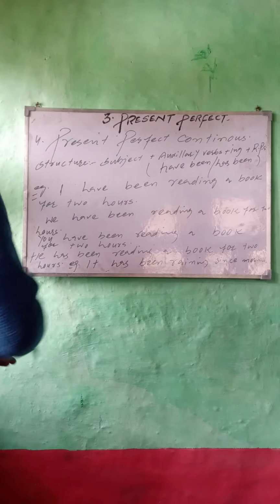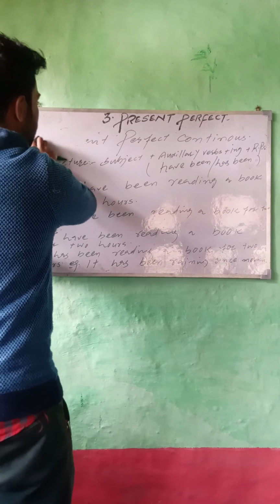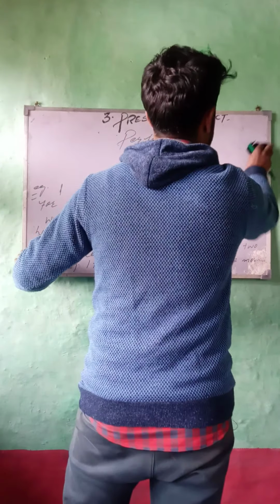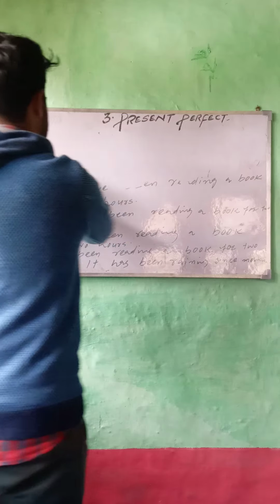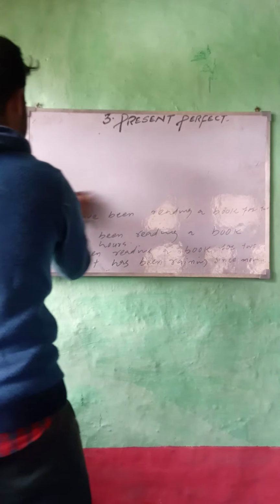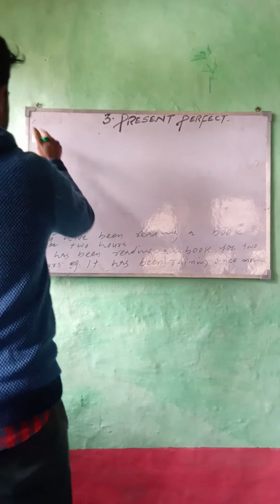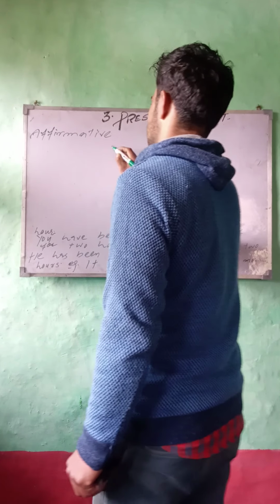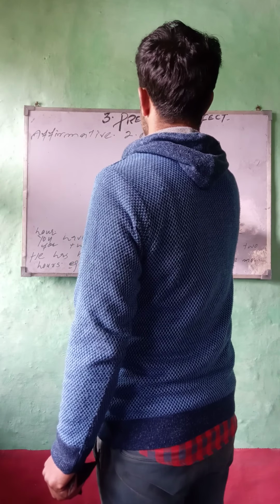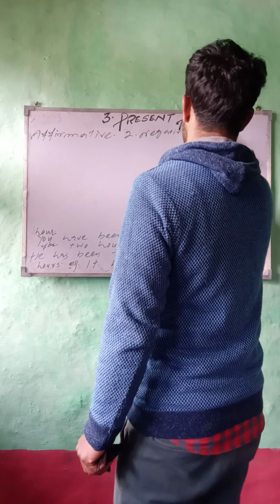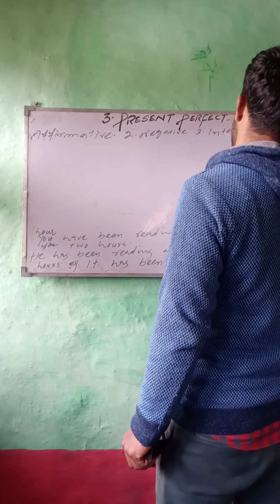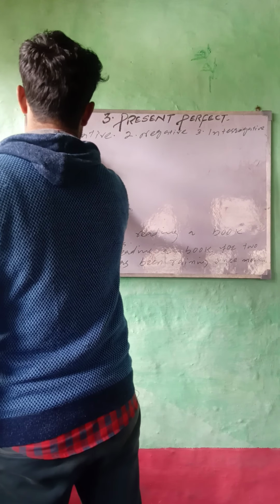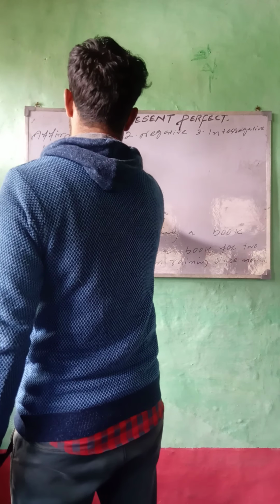Dear students, present perfect continuous is more divided into 4 parts. Number 1, affirmative. Number 2, negative. Number 3, interrogative, and number 4, interrogative negative.